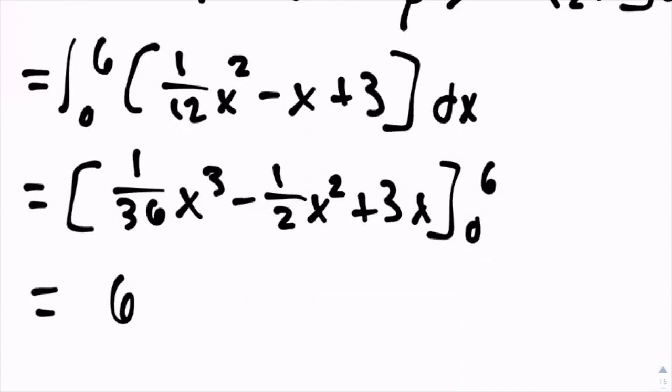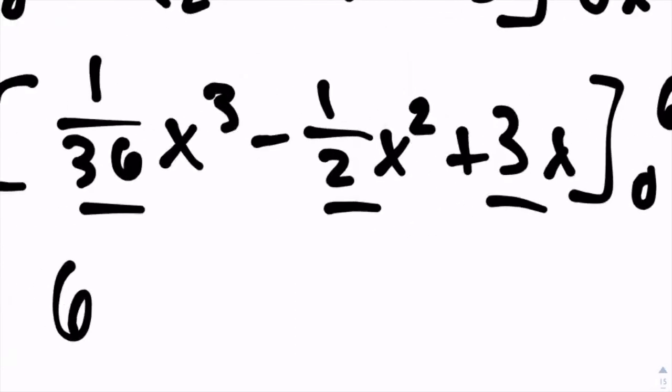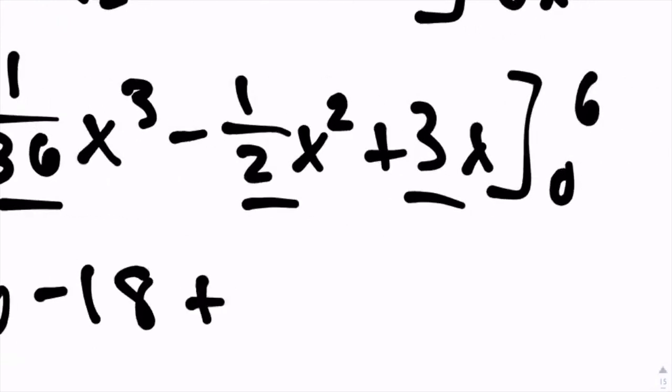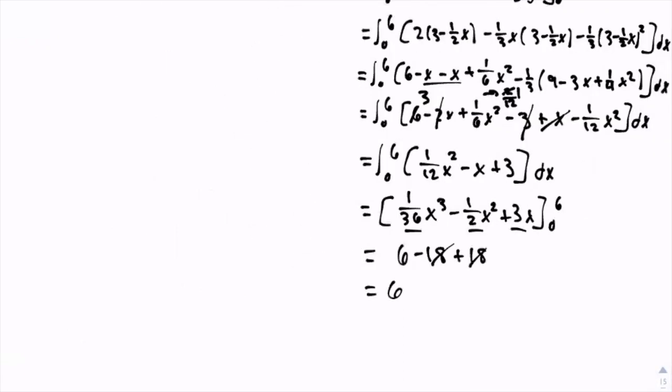if we were to plug in 0 for all of these values, it would just equal 0. We don't really need to write it out because we can assume the value is 0. 6 squared is 36, divided by 1/2 is 18. And then plus 3 times 6 is 18. These cancel out. We get our final answer is equal to 6.